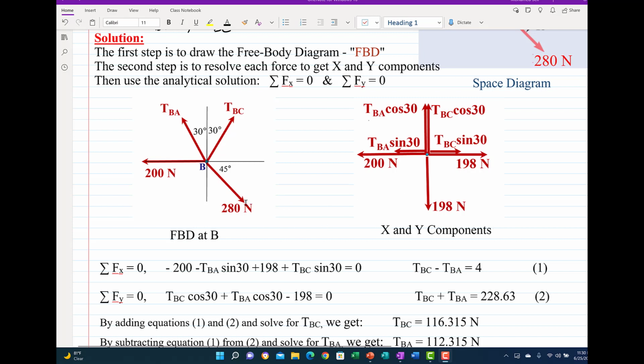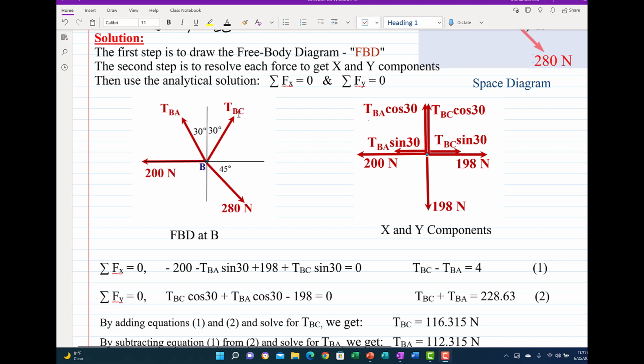So now, from the free body diagram at point B, we're going to get the X and Y components. The first one is the force 280, making 45 degrees with the horizontal. So cosine and sine will give me the two components, since cosine 45 is equal to sine 45. The 280 becomes two components, 198 and 198, one positive in X and one negative in Y. The other force here, 200, is going to the left, so this is one component.